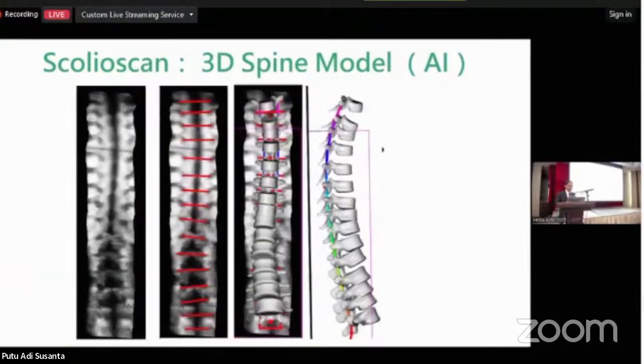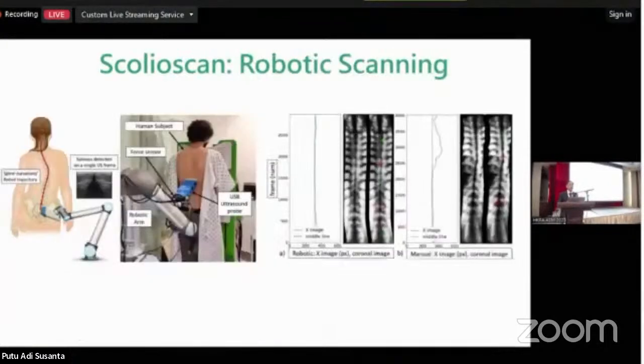And this is some other model you can see here. We are working on this area, all using AI. Without AI, we cannot do this, basically. So if you have not been thinking about AI, I think you need to think about that very soon. AI will go into your practice. Okay. So to scan, we also use a robotic arm.